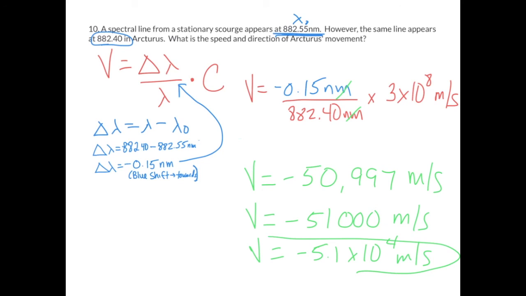And as we said before, because it's negative, it's a blue shift, which means that Aldebaran is moving towards Earth.